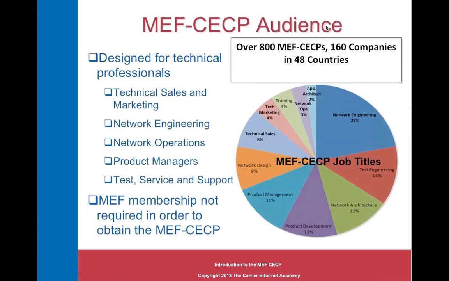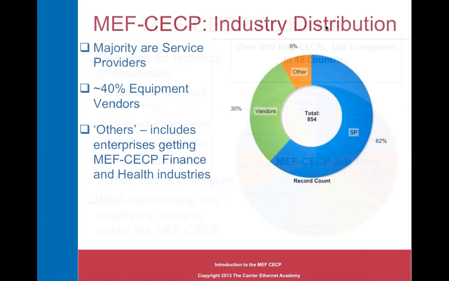At last count, there were over 800 MEF CECPs from 160 companies in 48 countries around the world. I pulled the number from the MEF's dashboard the other day, and I think it's 885 actually. So we're sneaking up on our 1,000 CECPs, and there's been nearly 1,500 CECP exams given. So the pass rate, it's definitely not 100% pass rate for those that attempt the exam. So the distribution is about 30 to 40% are equipment vendors, and as you can see with this chart, 62% are now service providers.